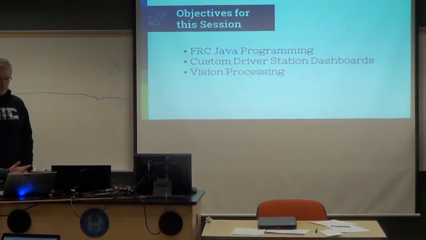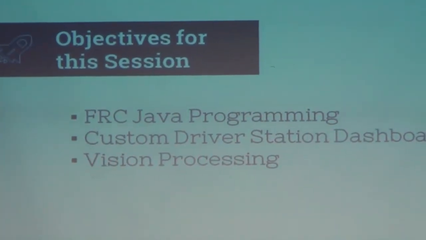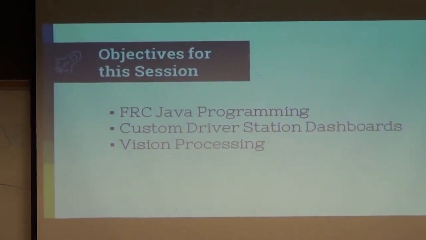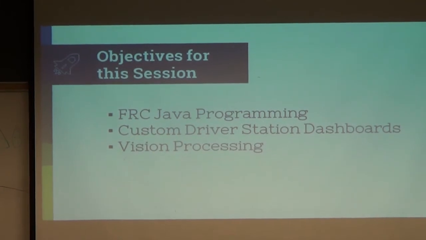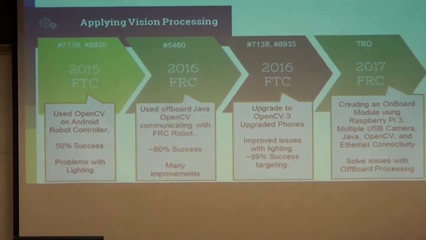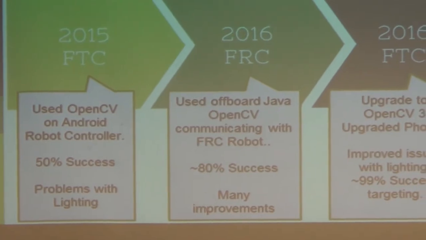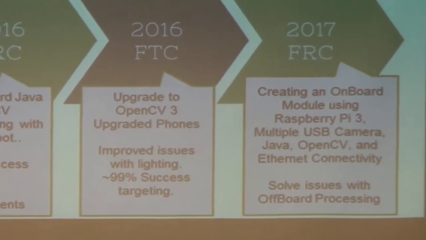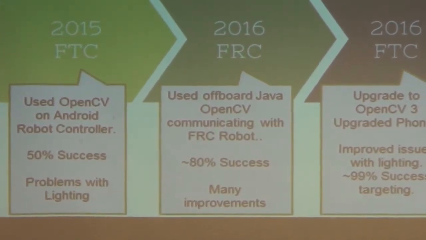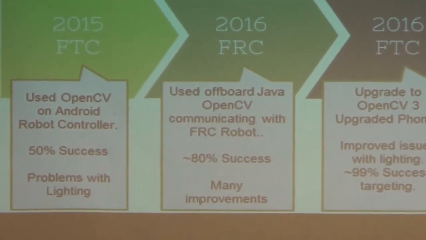So we're going to go over, obviously, the FRC Java programming, and then we're going to talk a little bit about dashboards, and then some about vision processing. All right, so this is a little background about us. In 2015, for our FTC competition, we had an Auton, and it used OpenCV with the Android robot controller. And we found out there was a lot of problems with lighting, and that would really affect your Auton.